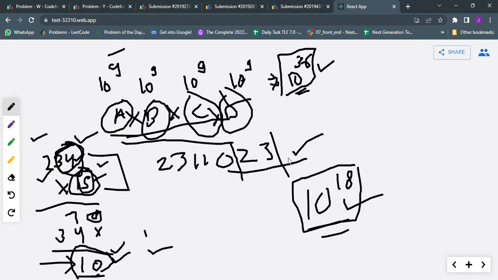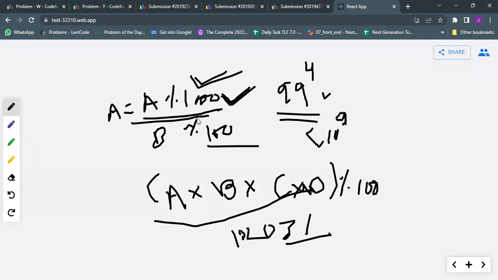Okay. And we only care about the last 2 digits, and that can be found from the last 2 digits of these numbers. So that's why we are doing modulo 100, which will give us the last 2 digits. Then you can multiply, and again we only care about the last 2 digits of the result. So again, take modulo 100.